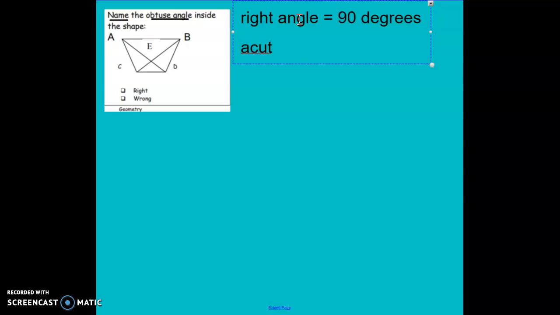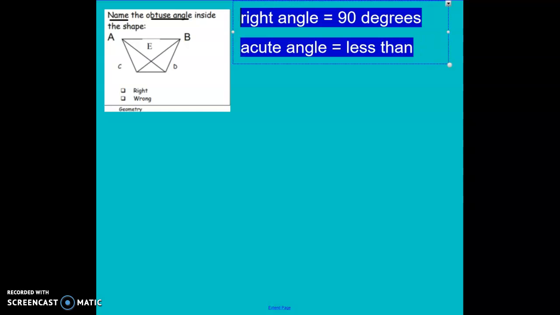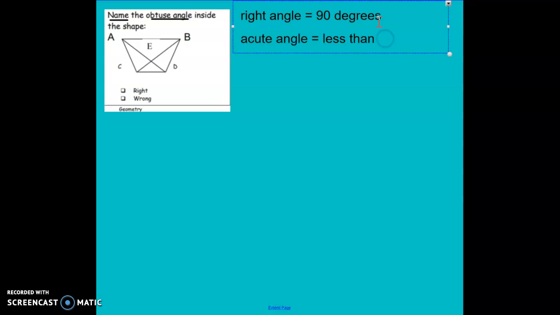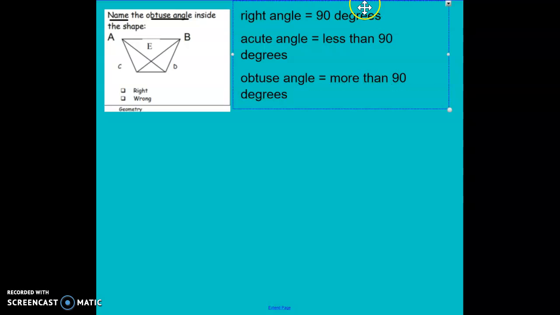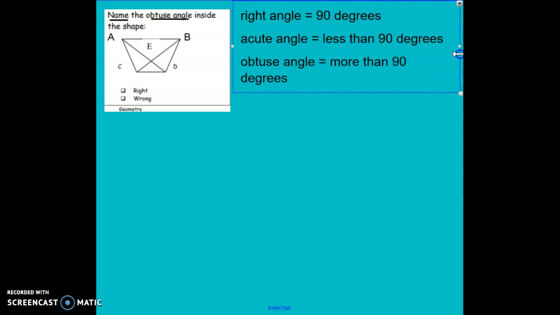And then an acute angle is less than 90 degrees. Let's make this smaller. And finally we have our obtuse angle, which equals more than 90 degrees. Alright guys, so I'm going to look at all the angles and see which one is an obtuse angle. That means it's more than 90 degrees.